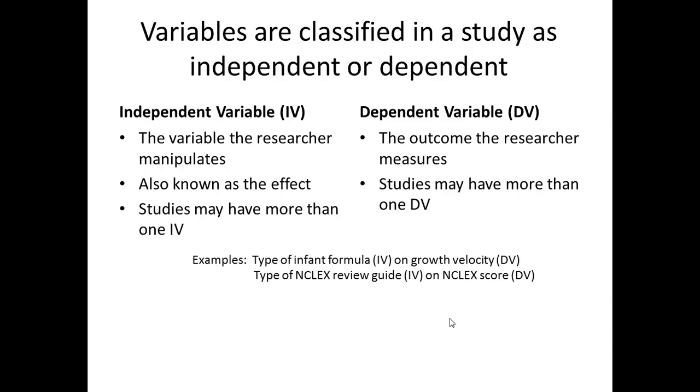So here's an example. If we want to know if infant formula affects growth velocity in babies, the infant formula would be the independent variable, but the growth velocity is the dependent variable. In our question, we want to know if growth velocity depends on the type of infant formula that we feed a baby. Another example, the type of NCLEX review guide and NCLEX score. The question is, does the type of review influence the score on the NCLEX? The NCLEX score is dependent on the review guide.